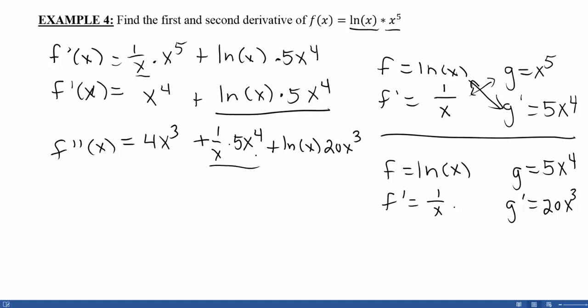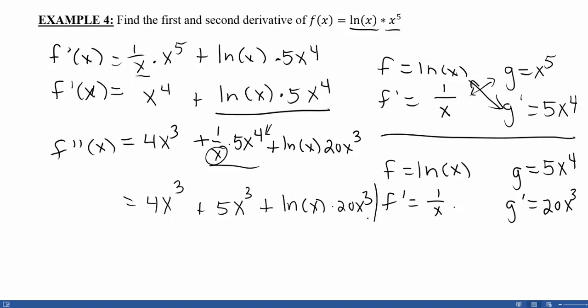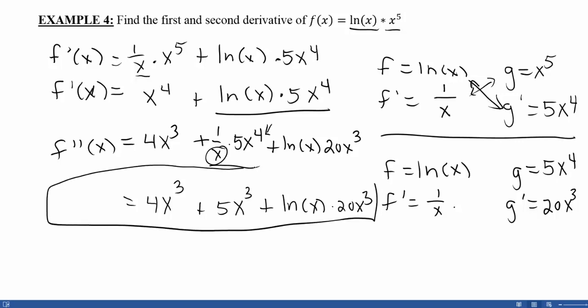And again, I'm going to simplify that middle term. So here, 4x cubed stays the same. Now, the x here from the 1 over x will cancel one of the x's from this x to the fourth. So that's going to leave me with 5x cubed. So my last term here, I don't need to simplify anything. So I have the natural log of x times 20x cubed. And that is my second derivative.